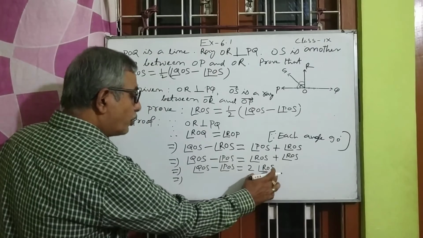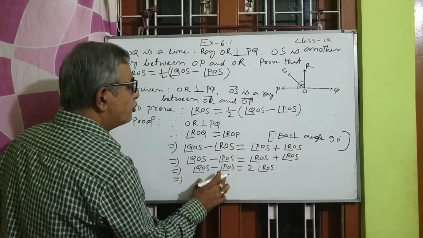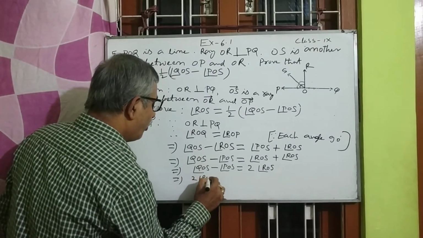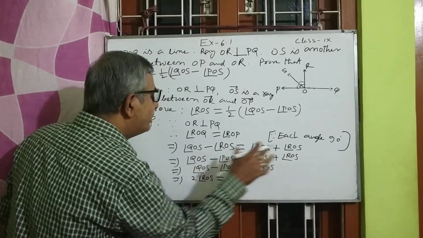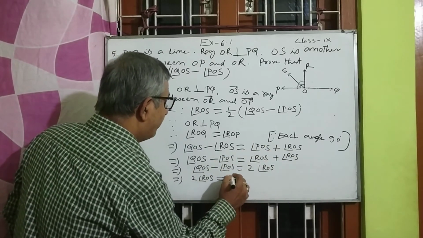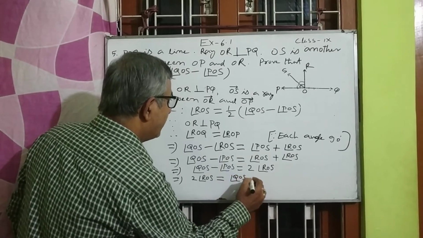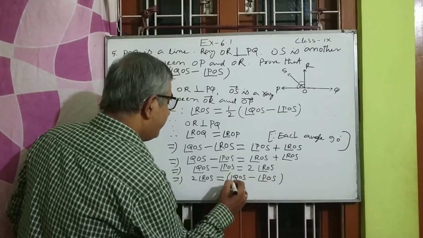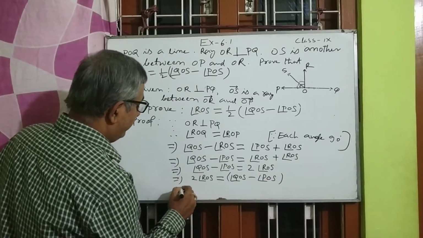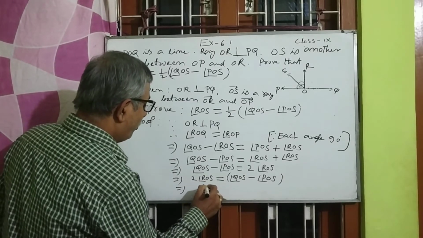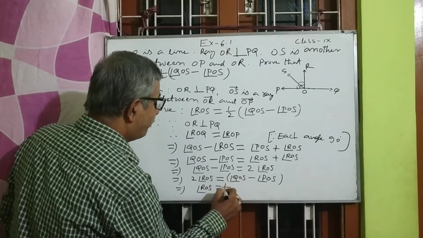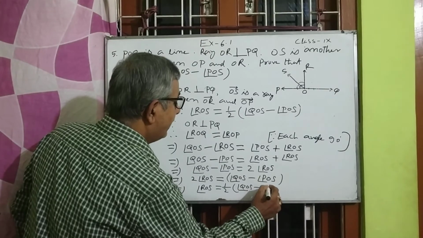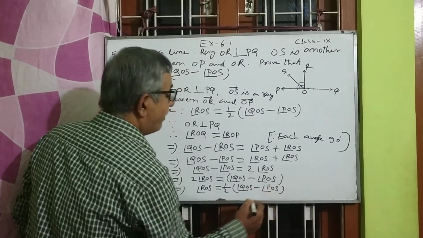2 ROS is equal to this one. So this total is coming this side and this total is going that side. So I can write here twice ROS is equal to, this total is going, so no need of changing the symbol, QOS minus angle POS. Dear friends, this 2 should go that side. You are getting ROS is equal to half of angle QOS minus angle POS. Hence proved.